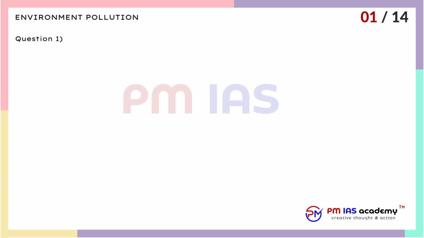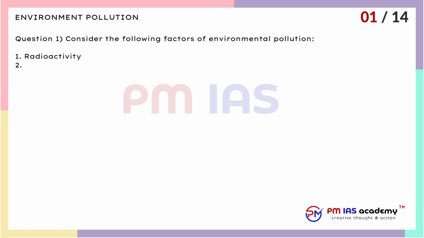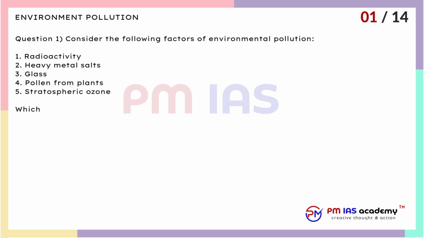Environment pollution. Question 1. Consider the following factors of environmental pollution. 1. Radioactivity. 2. Heavy metal salts. 3. Glass. 4. Pollen from plants. 5. Stratospheric ozone. Which of the above factors contribute to environmental pollution?